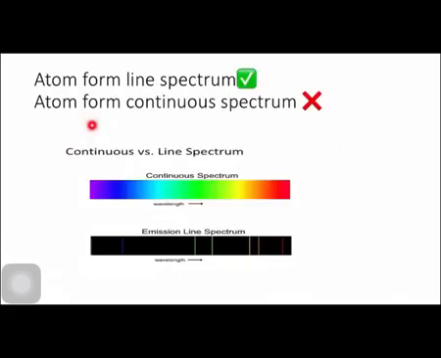So students, after this postulate, the second defect of Rutherford atomic model, which was that atom forms the continuous spectrum, was removed. As atom emits energy only while changing the orbit, it forms the line spectrum instead of the continuous spectrum.